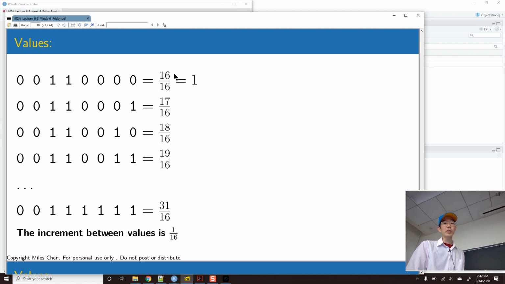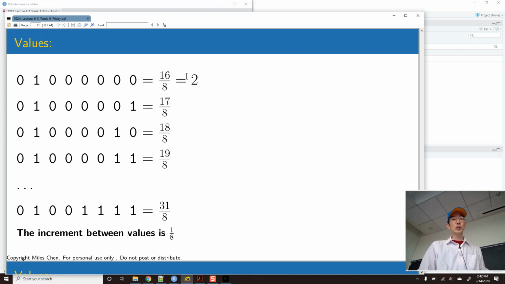So we have 1, 17/16, 18/16, 19/16, and this keeps going up until we reach 31/16. And then the next value would be what? After 31/16, we would have 32/16, and that's 2. So the next value is 2, and now the increments are 1/8. So we go 2, which is 16/8, 17/8, 18/8, 19/8, up to 31/8.